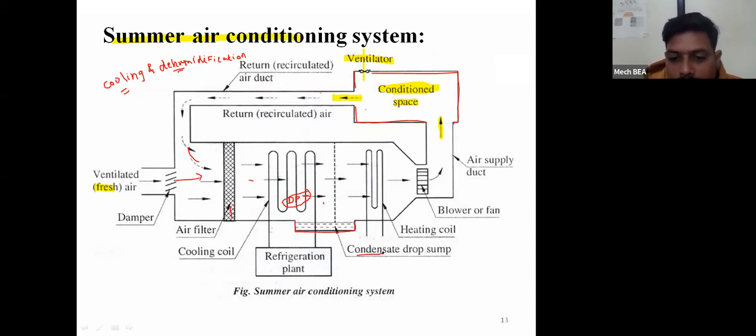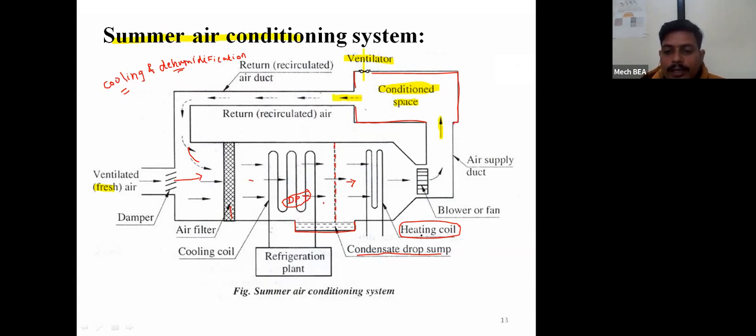Here we are having the diaphragm. With the help of this diaphragm, whatever moisture particles or water vapors are there will get converted into liquid droplets. Outside of this diaphragm, we have the dehumidified air. Now with the help of this heating coil, we are heating the air up to the desirable temperature.